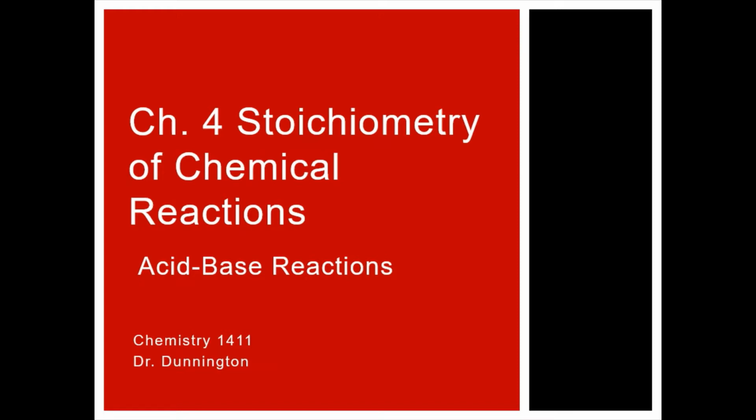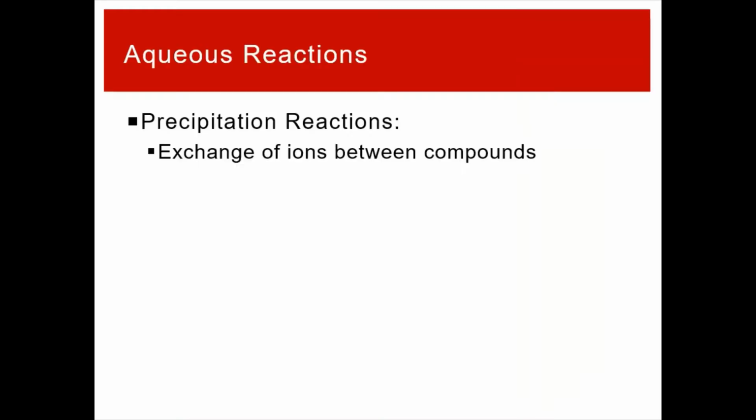Now we want to move on to acid-base reactions. So precipitation reactions we already covered. We're exchanging ions between compounds. That's always going to be our pattern. We just say, what are the cations, what are the anions, swap them.